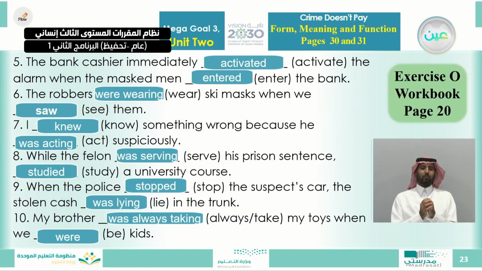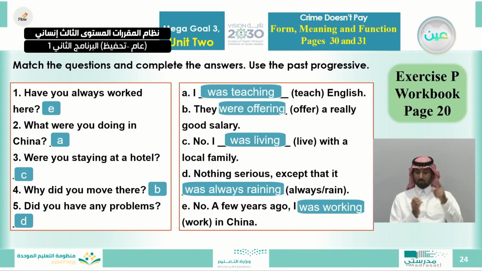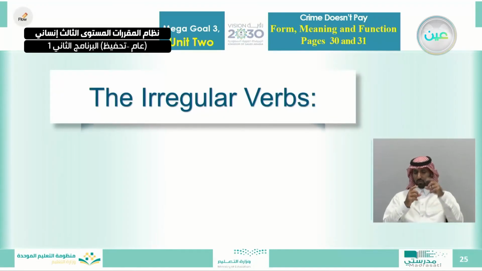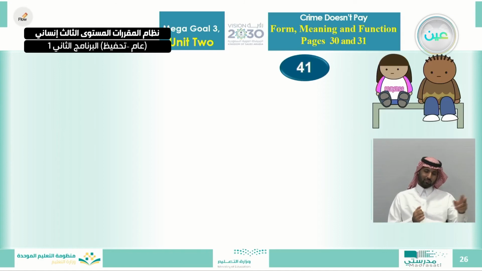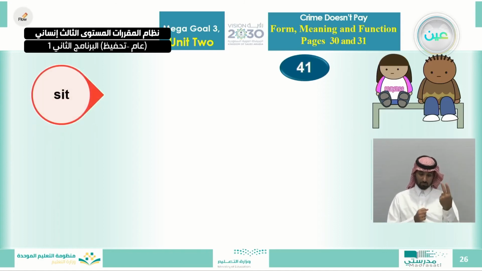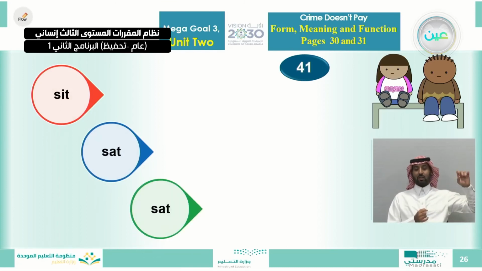Page 20, exercise O. And also this is the last exercise to match. You need to match A with B, this column with this column. And we go at the end of this class to the irregular verbs of today. Now look at these two children. They are sitting down now. What is the past of sit? Sat. And the past participle is sat as well.